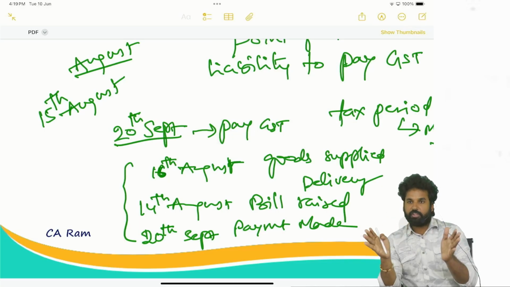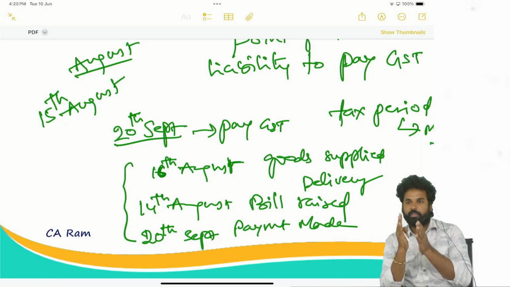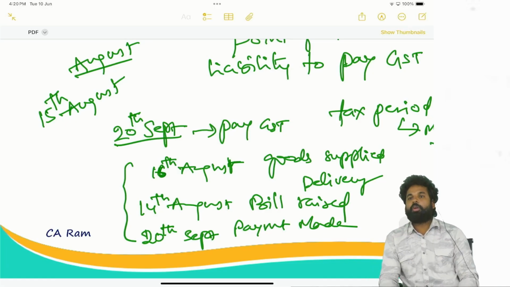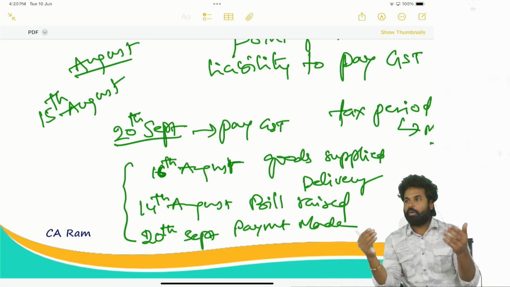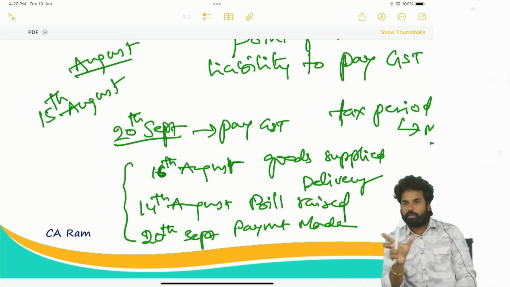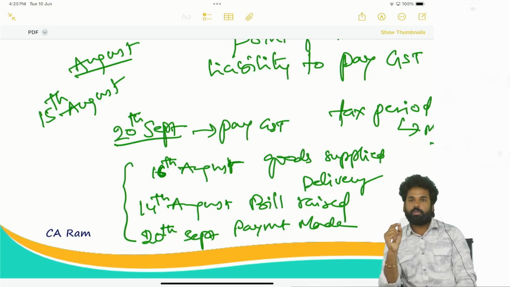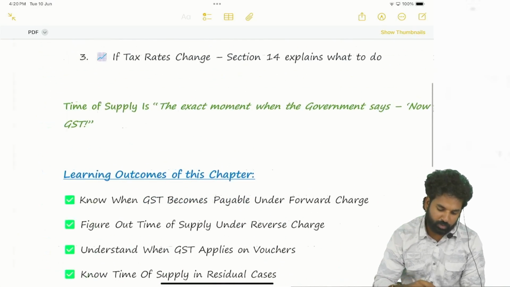Likewise, the events relating to a particular supply are scattered over a period. It may be 6 months, or 1 month, or 1 day, or 2 days. So when will you collect GST, when does the liability of GST arise, is the question. In order to fix a particular point of liability, we have the provisions of time of supply. Are you getting this? That is why we are studying these provisions.